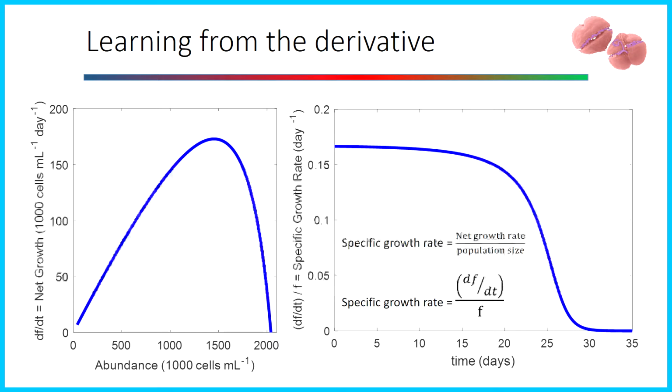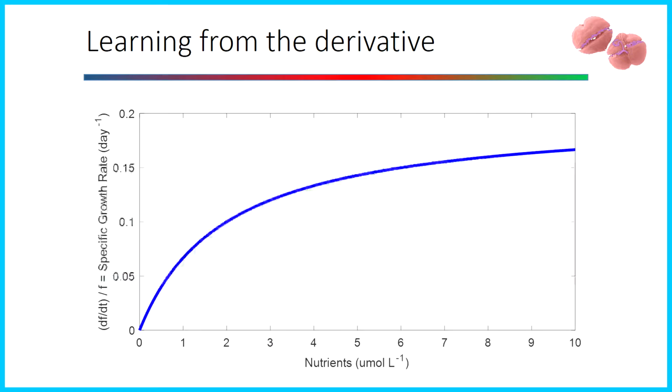Well, instead of just plotting specific growth rate against time, let's try plotting specific growth rate against the nutrient concentration in the incubation flask, which hopefully the grad student was measuring at the same time. Okay, now we're really getting somewhere. This plot shows us the specific growth rate, or in other words, df/dt divided by f, as a function of the nutrient concentration, and it gives us some useful information.